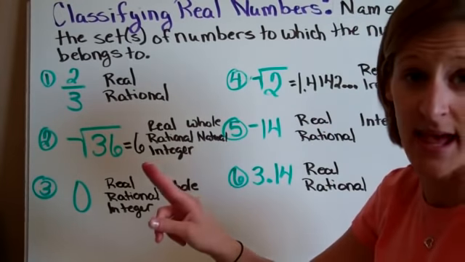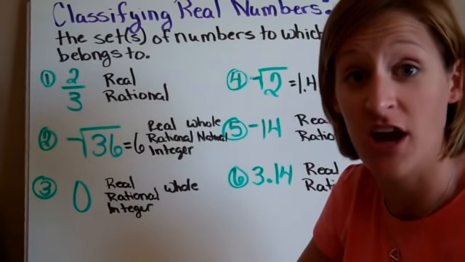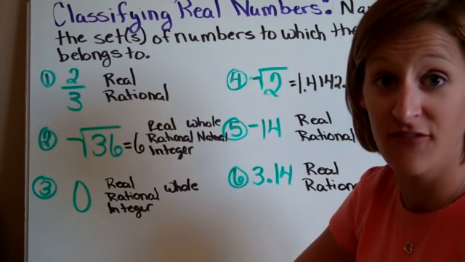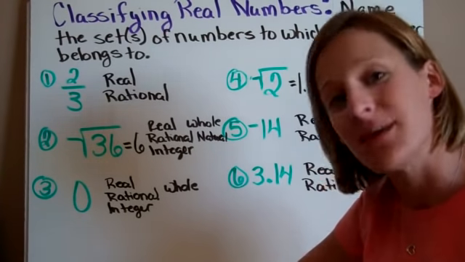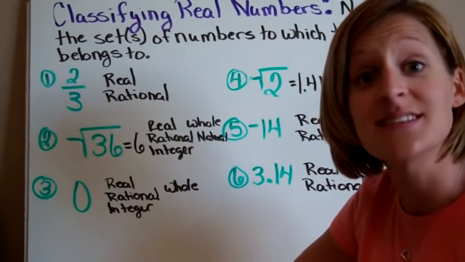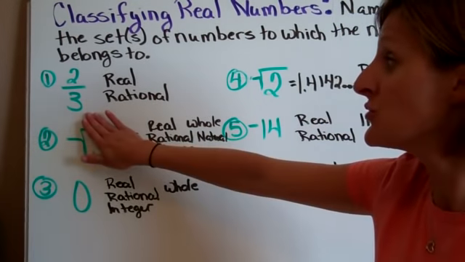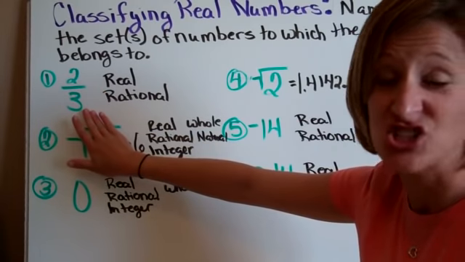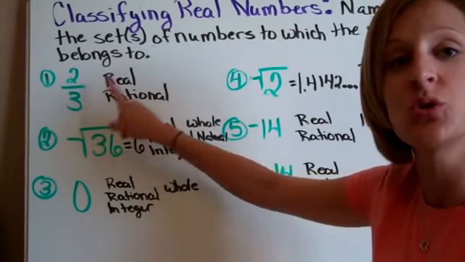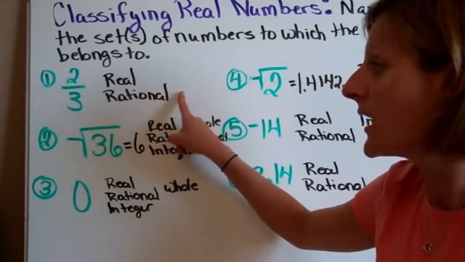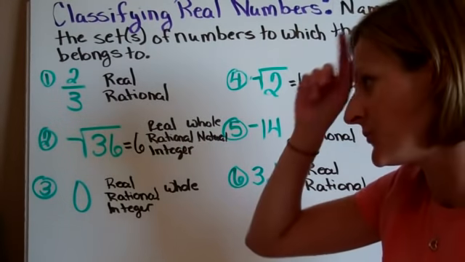Okay? The second thing, ask yourself, is it rational or irrational? Can I write it as a fraction? Well, 2/3 is already a fraction, so you know it's rational. Since it's rational, you got to keep going. Next question, is it an integer? Is it a whole number and its opposite? 2/3 is a decimal and it's a fraction, so it's not a whole number. So we're done. All this belongs to is the real system and rational numbers, and those are the only two sets that 2/3 belongs to.